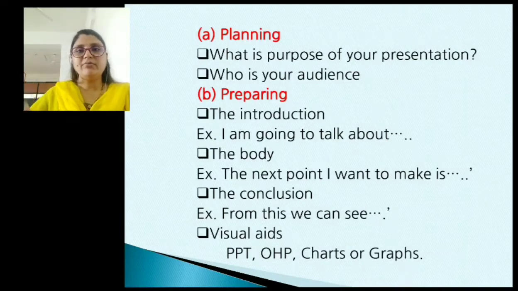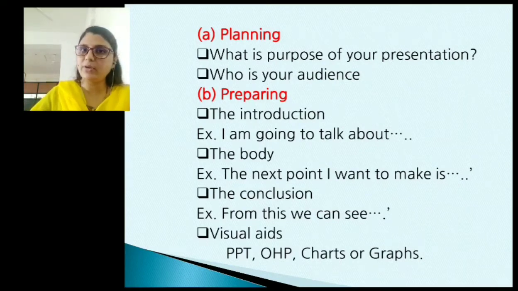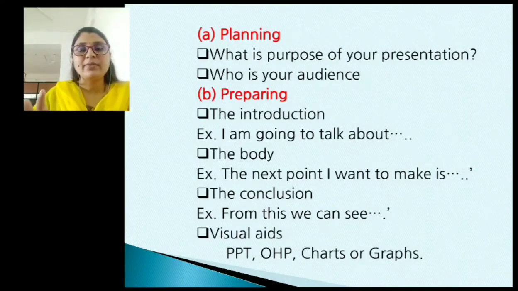After giving the information related to the particular topic, you should conclude your topic, meaning what you have seen in your presentation, or what type of information you have given to the audience, that should be in your conclusion. From this we can see, okay, like that. In Marathi we say, आपण ह्या टॉपिक मधून काय पाहिलं त्याचं समरी म्हणतो आपण त्याला. So you can give a conclusion like that, okay.